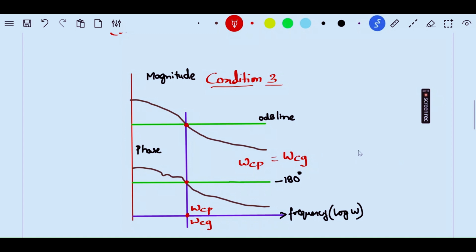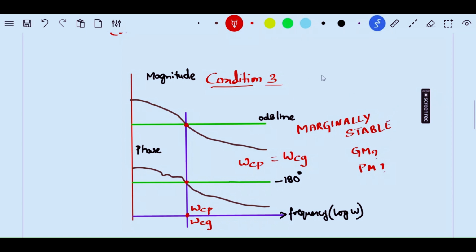So here we are not able to identify what is gain margin and what is phase margin. We are not able to calculate because both the crossover frequencies are equal. Therefore, that system we call marginally stable. So this is condition 3, which is the condition for marginally stable.